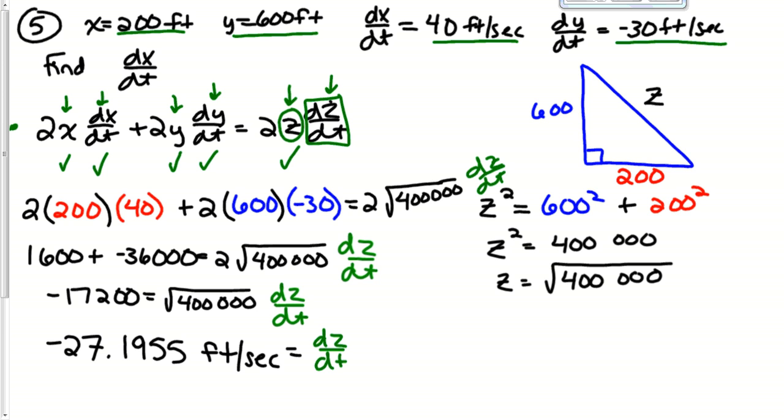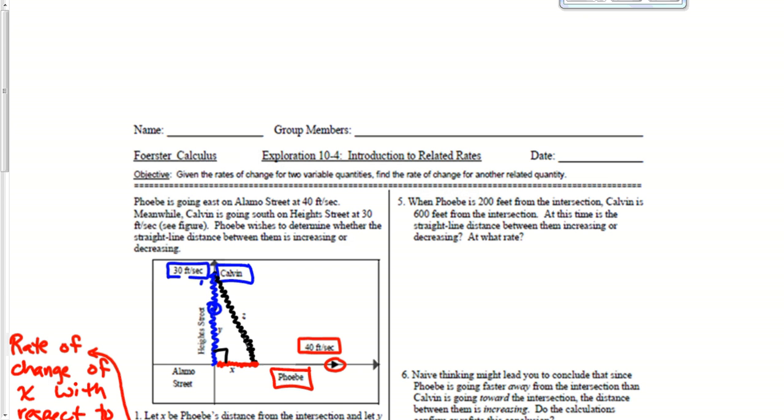Okay, so at this point I've done all the math. I've got all my calculations here, everything's fabulous. Now I need to go back and read the question and answer the question in English in a sentence. Now in question 5, we were given a question in English. At this time, is the straight line distance between them increasing or decreasing? At what rate? I need to answer that question in a sentence.